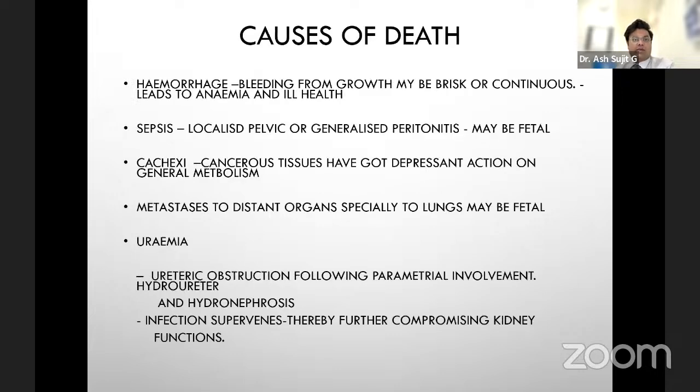So the causes of death can be hemorrhage, because the growth becomes very high or can bleed, or because of the malignancy itself leading to anemia and ill health. There might be localized or generalized peritonitis, which can lead to sepsis. Cachexia is because of any malignancy, which can affect the general metabolism. Metastasis to distant organs, especially the lungs, can also be fatal. And uremia, which I already told you about, is one of the major causes of death involving cervical cancers.